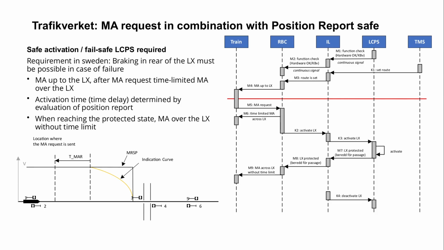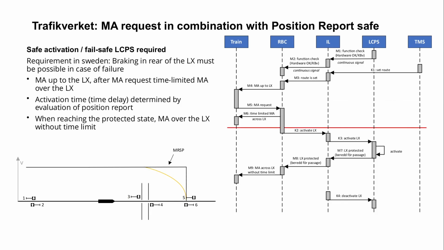The RBC now issues a time-limited MA to the train so that the time limit expires shortly before the train can reach the level crossing, and the level crossing should be protected at this time. The time-limited MA does not contain a restriction from packet 88. When the activation time is reached, the RBC commands the activation of the LCPS to the interlocking. The interlocking forwards this to the LCPS. The LCPS activates, and when it has reached the protected state, it reports this to the interlocking. The interlocking forwards this to the RBC, and the RBC sends an MA over the level crossing without a time limit to the train. So the train can continue to cross the level crossing unhindered.